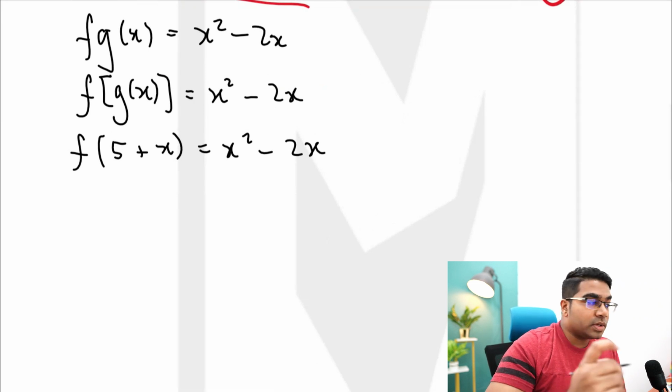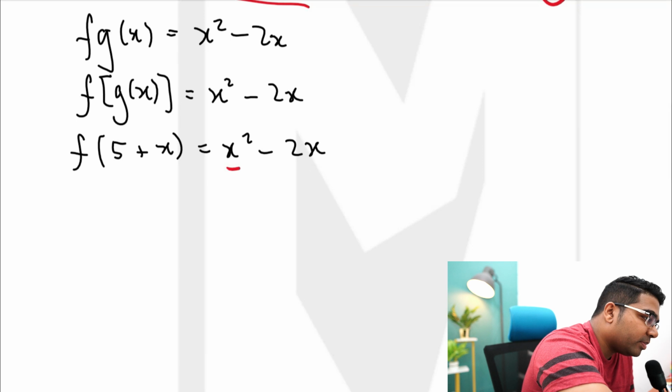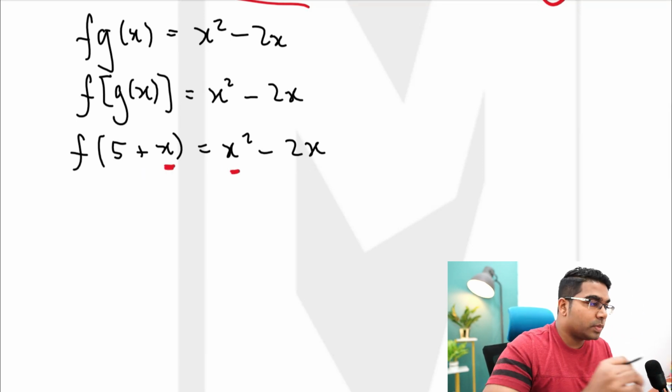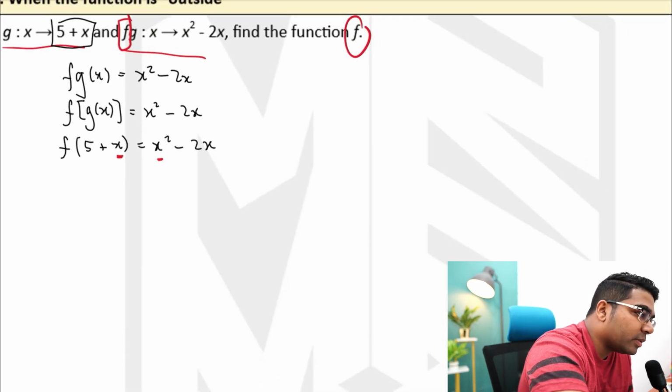Now you have to be careful because it's very tempting to think that we need to substitute x with 5 plus x, but that is not the case. Let me show you what this means in an arrow diagram. So f g of x, so we have two sets. We have three sets of data.